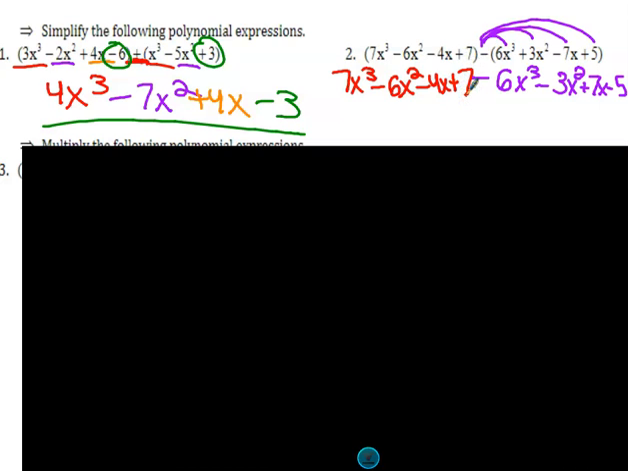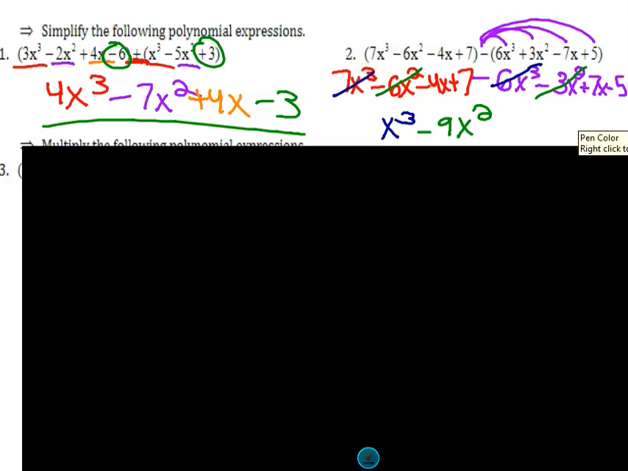Now that everything's distributed and I changed the signs, I'm going to combine. So 7x to the 3rd minus 6x to the 3rd, I've got x to the 3rd. Now you can cross them out. That's kind of a good strategy, so then I know I don't miss anything. These are ones that you can definitely make a little mistake on by not combining or forgetting something. All right, here we go.